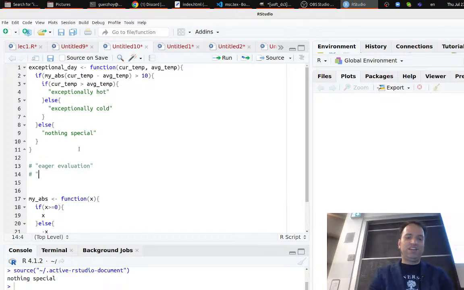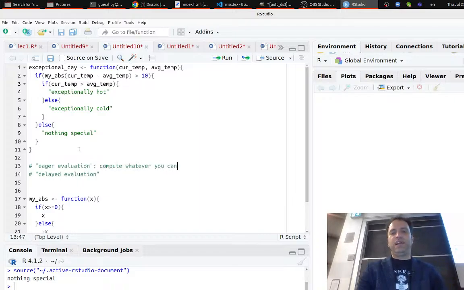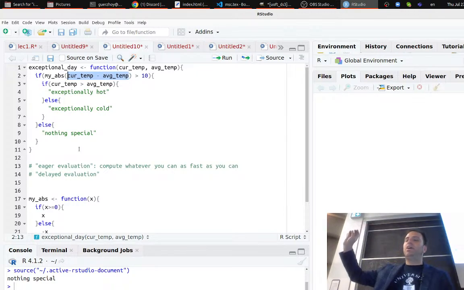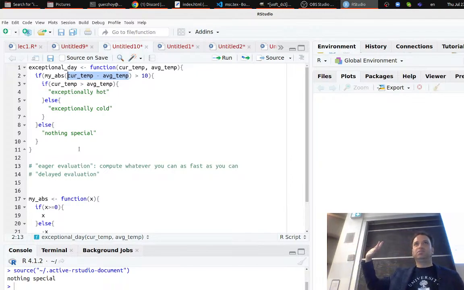So there's eager evaluation, and there is delayed evaluation. Eager evaluation means compute whatever you can as fast as you can. In particular, that means that if you see, oh, I can compute current temp minus average temp, you just compute it right away. And then you plug that into MyAbs, right? Sometimes it's useful to not compute stuff right away and to say, I'll compute it when I need it, if I need it, right?